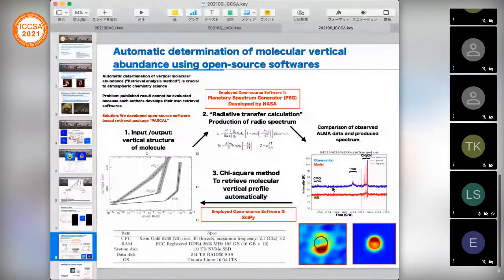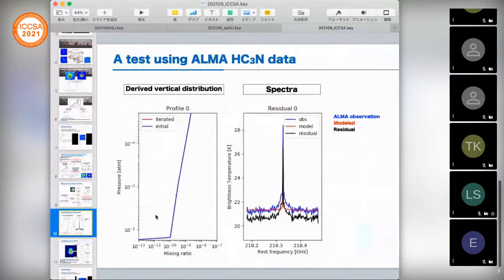Blue is observed, and red is the calculated spectrum by PSG. And by comparing the spectra, using the chi-square method of SciPy, we can iterate this calculation so many times and obtain results. I have just 3 minutes.